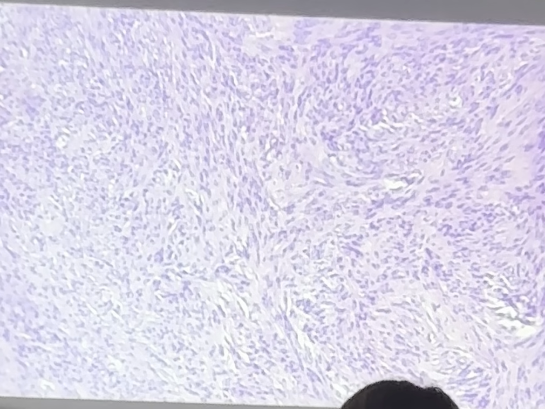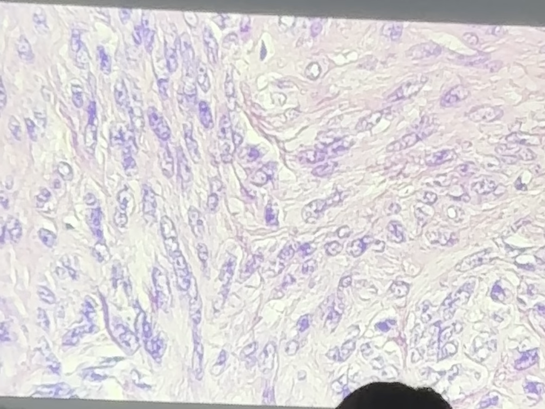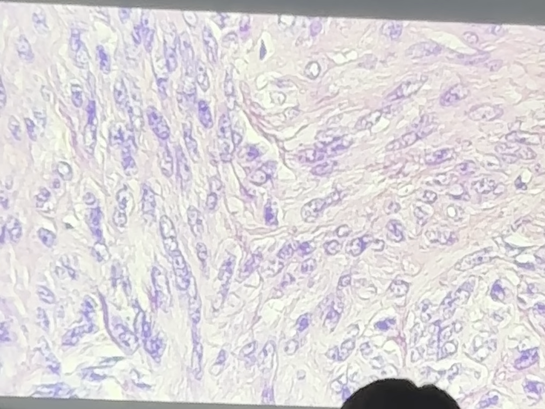Yes, this is a myoma. And a myoma is composed of what type of cells? Fibroblasts? No, that would be fibroma.